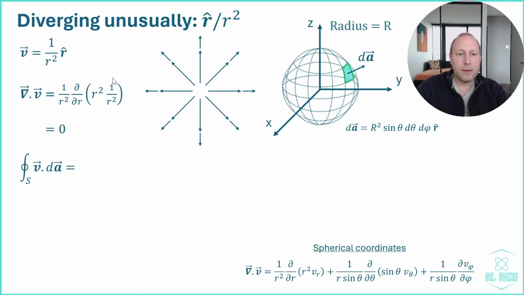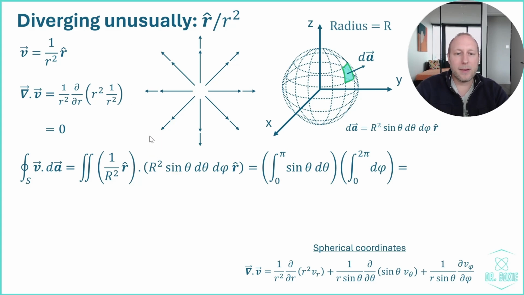V is 1 over r squared r hat, but notice that because we are on the surface, the value of little r is actually the radius of the sphere, so it's 1 over capital R squared r hat, dotted with dA, which is r squared sine theta d theta d phi r hat, and it's a double integral, a surface integral, and r hat dot r hat is 1. So we're left with the product of the coefficients in front of them. The capital R squared divided by capital R squared is 1. And we're left with a double integral of sine theta d theta d phi.